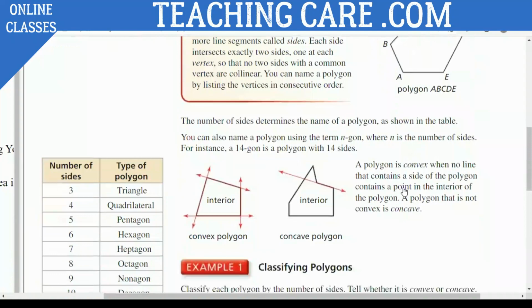So when I'm talking about polygons, there are two types: convex polygons and concave polygons. For a convex polygon, no line that contains a side of the polygon passes through the interior. The vertices will be facing outside; there will be no inside vertex at all. That's called a convex polygon. If a vertex is facing inside like this, then it's called a concave polygon. You got it?